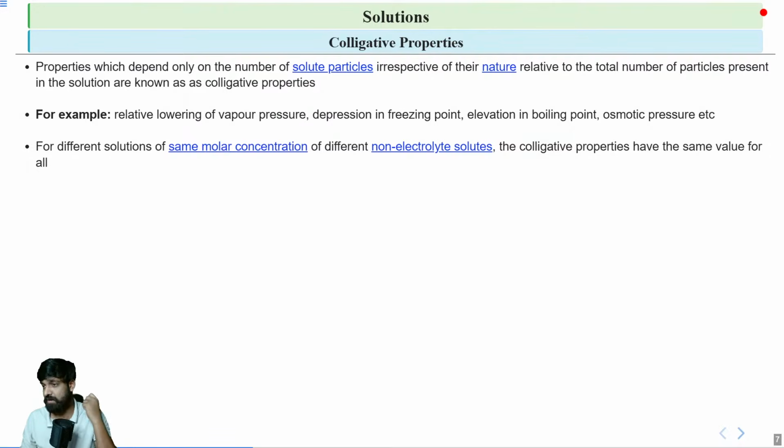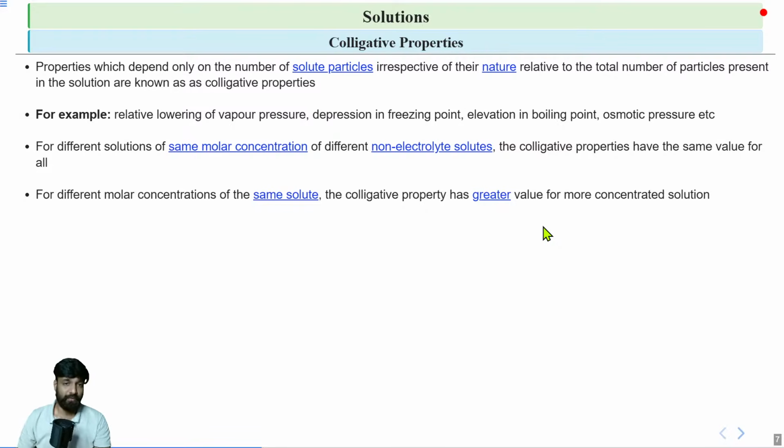It is very important to understand that until and unless you change the molar concentration, you will not get a different value if you are taking non-electrolytes. Any non-electrolyte you take. Non-electrolyte means those that do not conduct electricity, or those that are not broken into ions upon dissolving in aqueous solution.